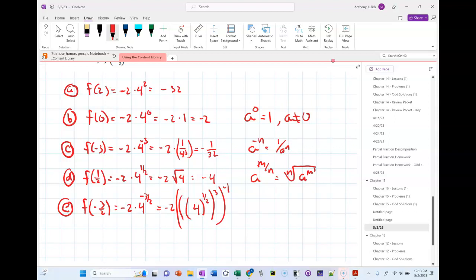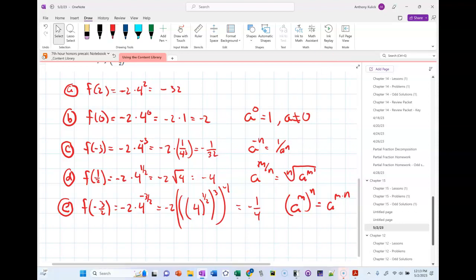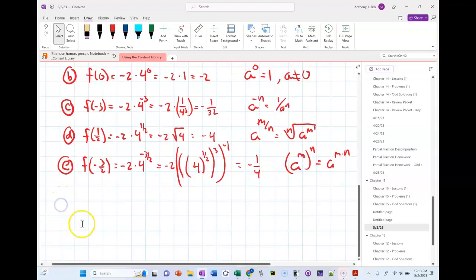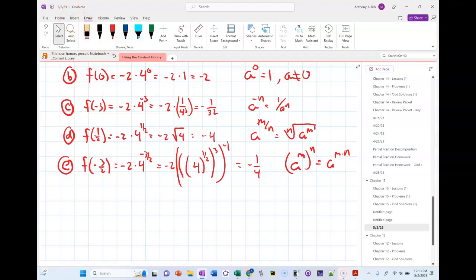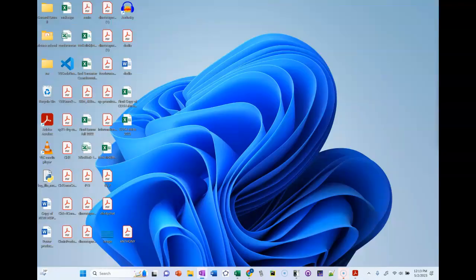2 cubed is 8. And then 8 to the negative 1 is 1 over 8. So negative 2 times 1 over 8 is negative 1/4. And again, what we did there is we used that the exponent of an exponent is the product of the exponents. So far, so good. No big deal, right? Just wanted to remind us about our exponent rules.